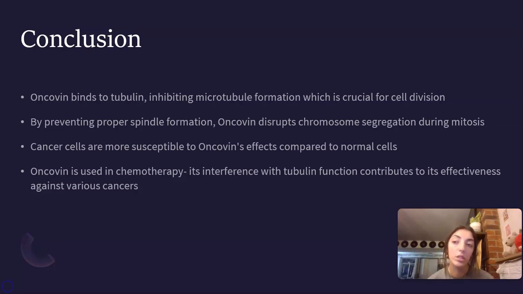So in conclusion, Oncovin binds to tubulin and inhibits microtubule formation, which is crucial for cell division. By preventing proper spindle formation, it disrupts chromosome segregation during mitosis. And again, cancer cells are more susceptible compared to normal cells because they're rapidly dividing. Oncovin is used in chemotherapy, and its interference with tubulin function contributes to its effectiveness against various cancers, making it a very common treatment method.